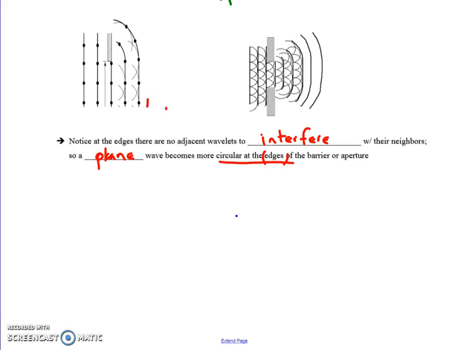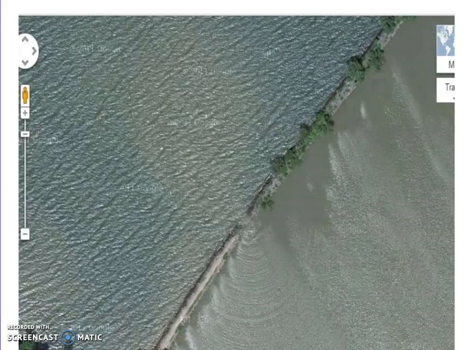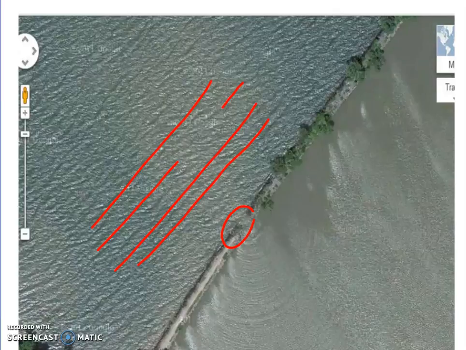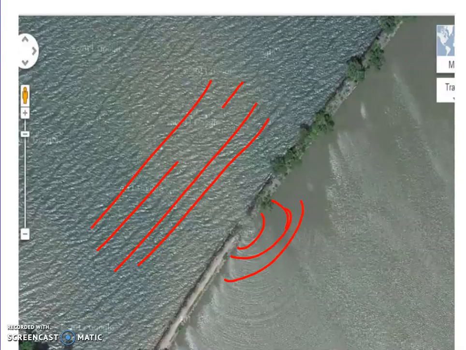Okay, and here is a classic example of this. So here is Lake Ontario. Looking from above, you can see that many of the waves coming in are plane waves. And then here is an opening right there. There's a breach in a wall or barrier, I'm not sure exactly what it is, because of flooding. So let me erase that, and if you look very closely here, you will see diffraction going on. The waves are spreading out, and they should be of equal wavelength. And so we have a very nice picture of diffraction.